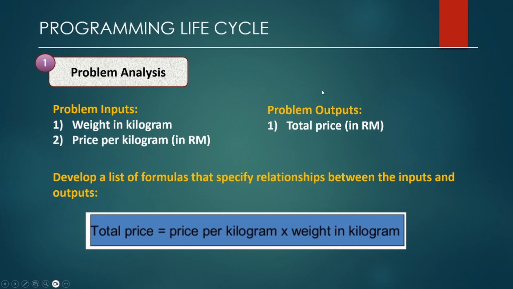Alright, in our next step, just now we identified the problem inputs and the problem output, which is the total price in RM, and our inputs are the weight in kilograms and the price per kilogram. With this information in mind, we are able to develop a list of formulas that specify the relationship between the inputs and the outputs. So the formula that we obtain from this problem is that the total price is equal to the price per kilogram multiplied by the weight in kilograms.